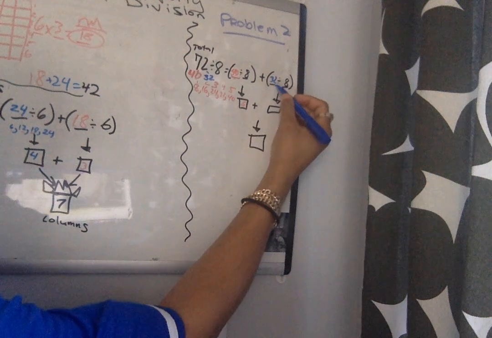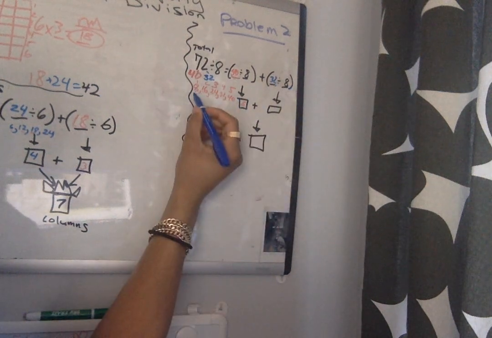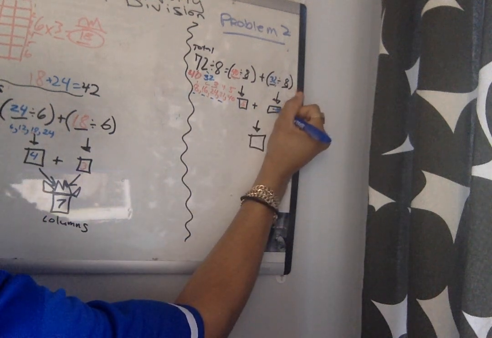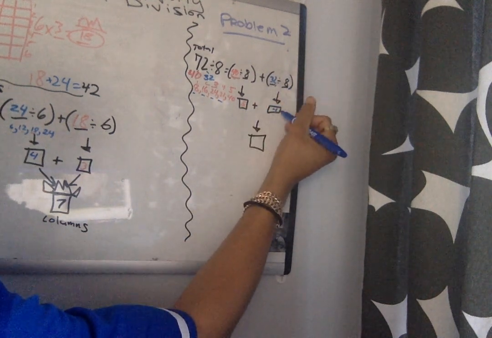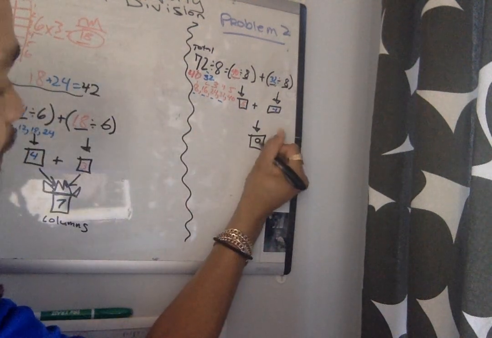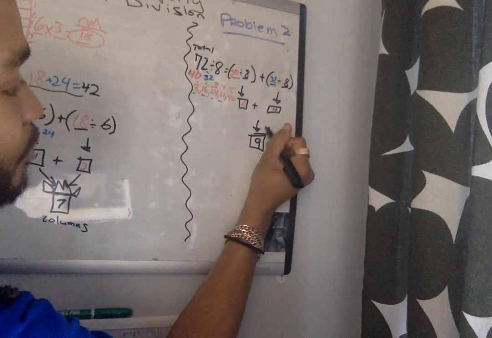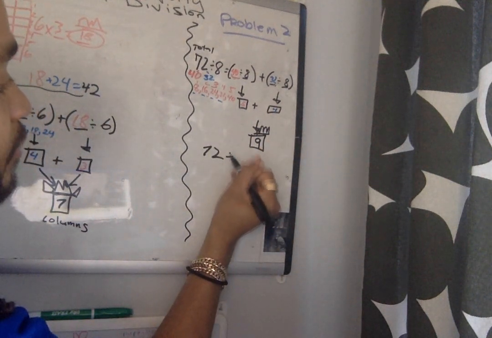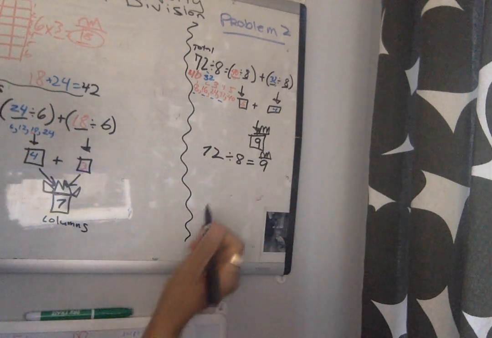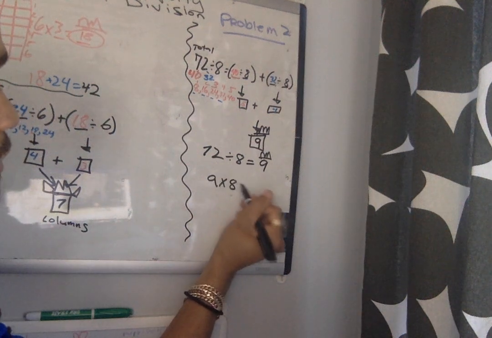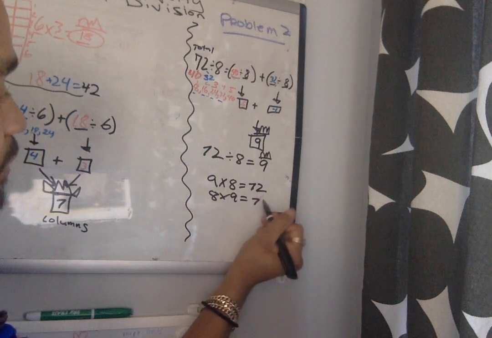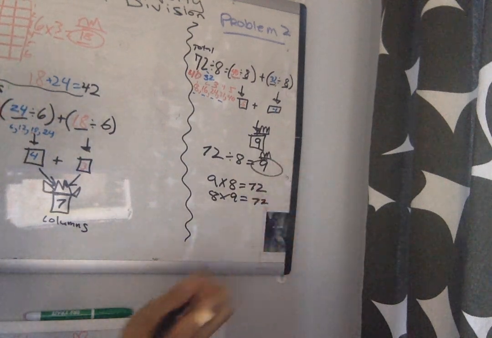All right, 32 divided by 8. You already have your skip count by 8. 1, 2, 3, 4. So now 32 divided by 8 equals 4. 5 plus 4 equals 9. And that will tell us that 72 divided by 8 equals 9, which makes sense because 9 times 8 equals 72, and 8 times 9 equals 72 as well. So our answer would be 9.